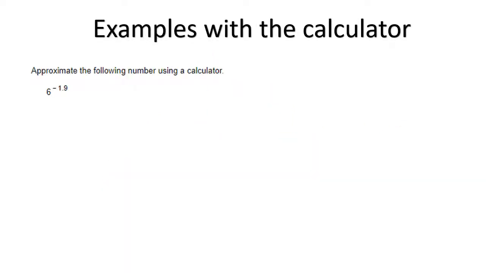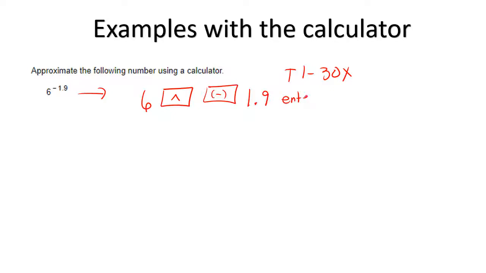Now here's an example to do with your calculator. Most scientific calculators, well, all of them, will have an exponent key. Today I'm going to be using the TI-30X to demonstrate. I can type in the 6 and then the exponent key, which looks like this on my calculator, and then I would simply type the key that will tell the calculator I want a negative number, the negative sign, and then I type in 1.9, and then the equals key on this calculator has enter.